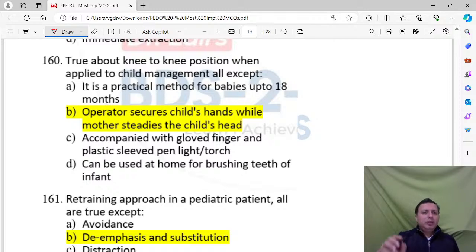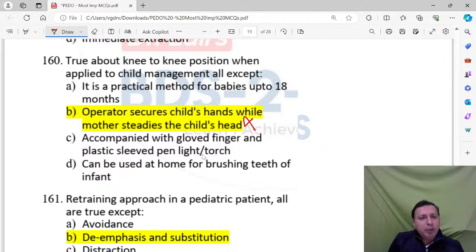Now the next question is: what is true about the knee to knee position when applied to child management, all except. Out of these options, which is not true? It is a practical method for babies up to 18 months. Yes, we use the knee to knee position. Operator secures the child's hands while mother steadies the child's head. No, it is wrong. The operator always makes the headrest on his lap, whereas the legs are on the lap of the parents whenever the operator does the treatment.